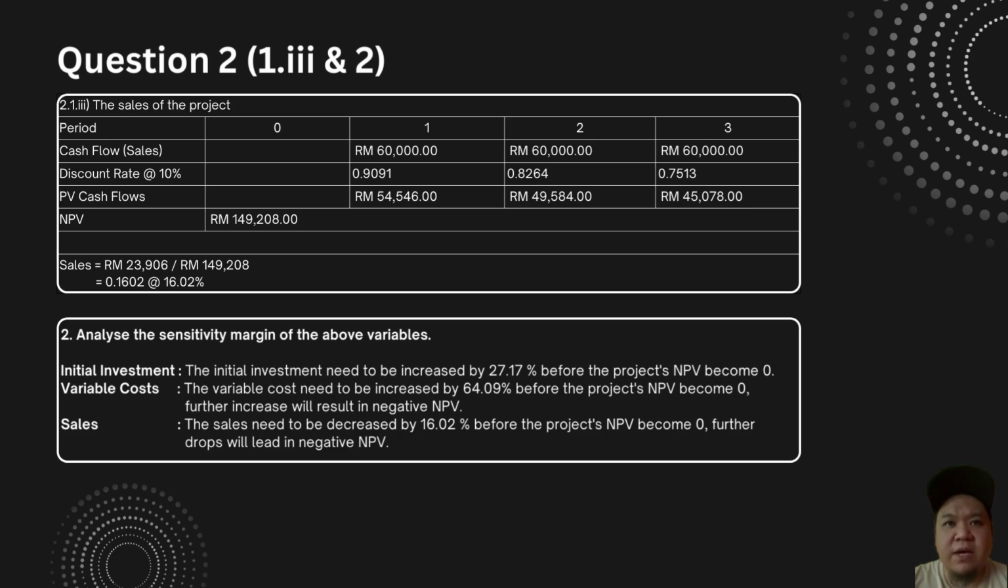Therefore, after we analyze the sensitivity margin of the variables, we have found out that the initial investment needs to be increased by 27.17% before the project NPV becomes 0, while the variable cost needs to be increased by 64.09% before the project NPV becomes 0, because further increase will result in negative NPV. For the sales, it needs to be decreased by 16.02% before the project NPV becomes 0, and further drops will lead to negative NPV.